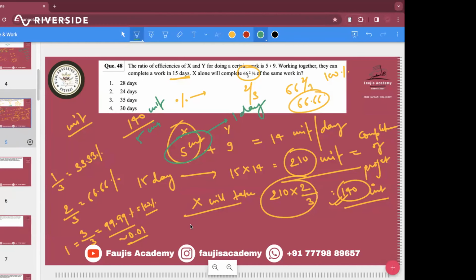What I am saying is that your capacity, your efficiency, is to run 2 kilometers per day. So to run 100 kilometers, how many days will you take? 50 days. That means you have done 100 divided by 2. So that's what we are doing over here. This is how much? 28 days.